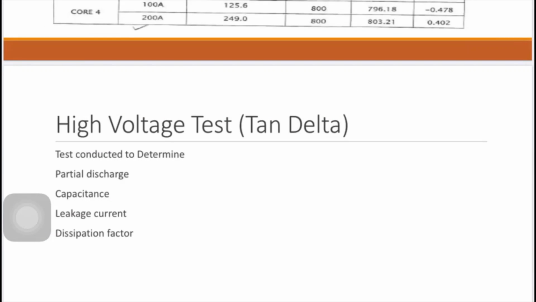Next is the high voltage test, also the tan delta test. This test is specifically conducted only on selected CTs above 66 kV. For example, for a CT having a tan delta point, we will conduct this high voltage test. During this we can determine the partial discharge, capacitance value, leakage current and dissipation factor offered by the current transformer.